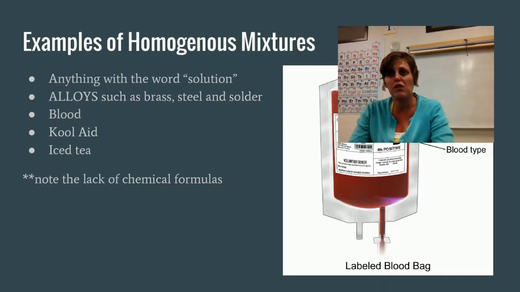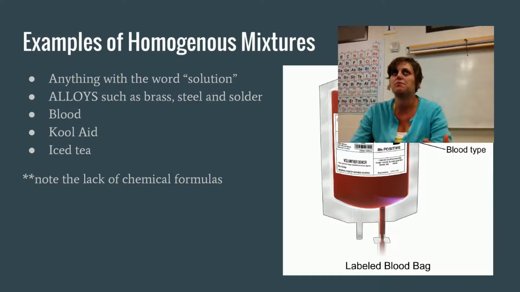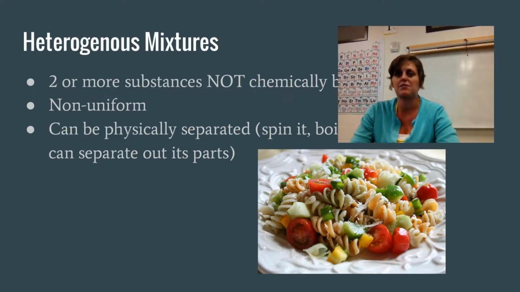Notice there's no chemical formulas here. If there was a chemical formula, that takes us back to our compounds. So homogeneous mixtures are the same all the way through, front to back, top to bottom. You're going to get the same percentages or concentrations of the different things that make up that mixture if you take a sample from the bottom or from the top or from one time versus the next.